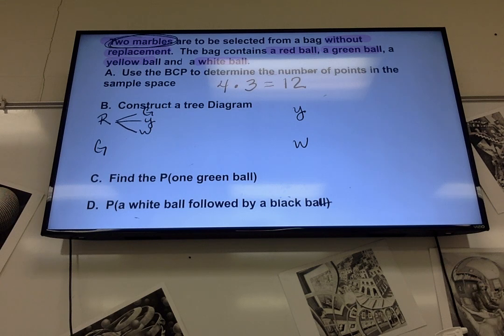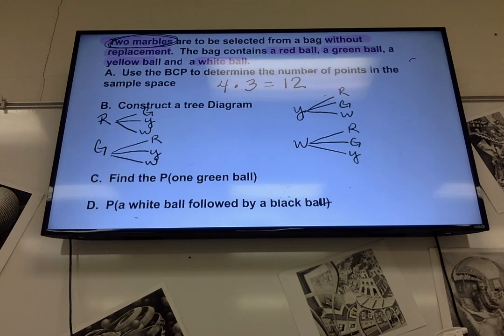If we pick the green marble, then we just have red, yellow, and white left. If you pick the yellow, then it's red, green, and white. Or if it's white, then it's red, green, and yellow.